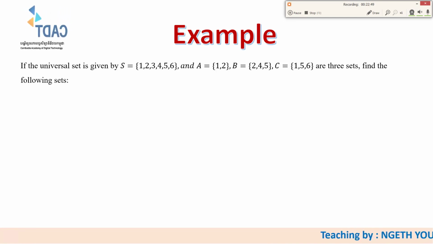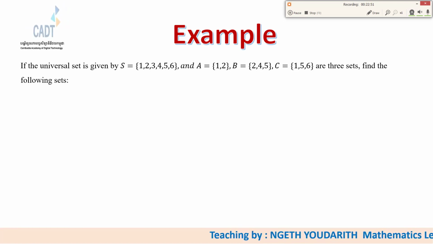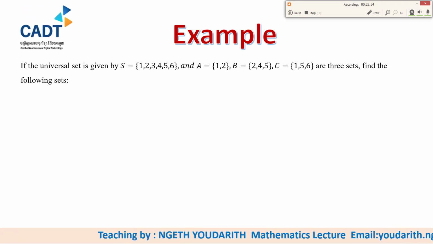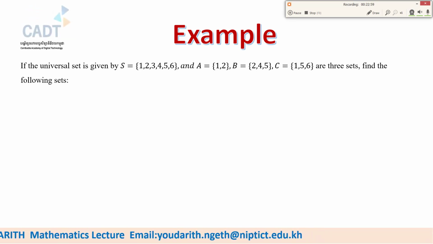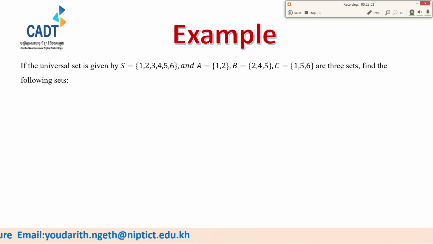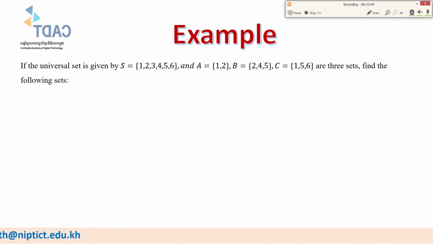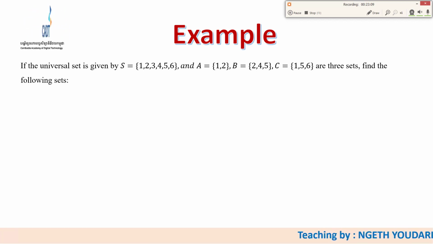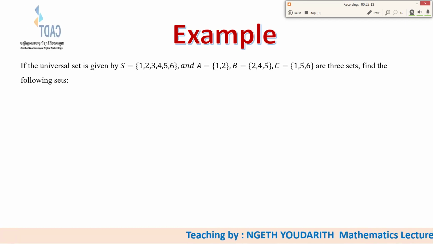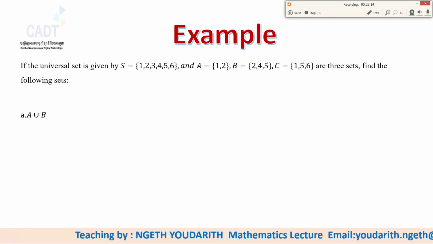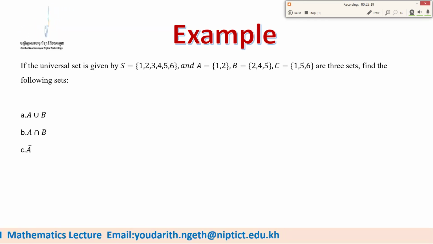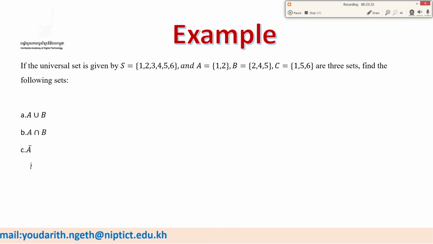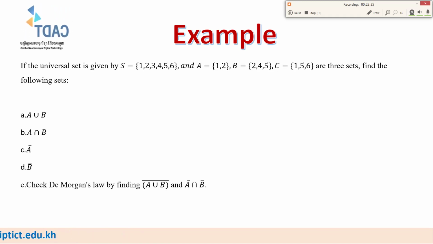And if the universal set is given by U = {1, 2, 3, 4, 5, 6}, and A is {1, 2}, B is {2, 4, 5}, and C is {1, 5, 6}. There are three sets. Find the following sets: A union B, A intersect B, complement of A, complement of B, and check De Morgan.